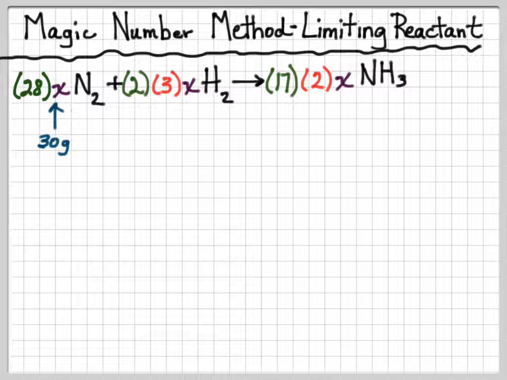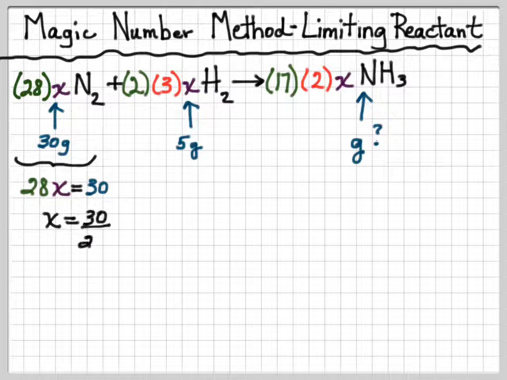But in this problem, we'll be given 30 grams of nitrogen and we'll also be given 5 grams of hydrogen. Okay? So, since we're given two different reactants, we have to figure out which one is the limiting reactant. We want to know how many grams of ammonia will be produced. What you're going to have to do here is do the magic number method twice.